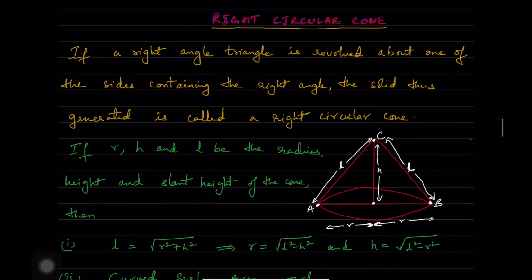Okay, right circular cone. What's a right circular cone? If a right angle triangle is revolved about one of the sides containing the right angle, the solid thus generated is called a right circular cone. So now this is a right angle. If it is rotated over there, you're getting a cone. It's a right circular cone.